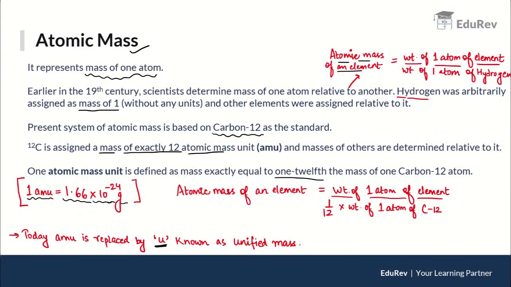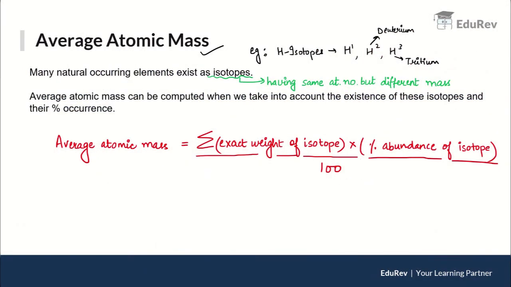When we use atomic mass of elements in calculations, we consider the average atomic mass of it. Many naturally occurring elements also exist as isotopes. Isotopes are the ones having the same atomic number but different mass. Example, hydrogen has 3 isotopes: hydrogen 1, hydrogen 2 is deuterium and hydrogen 3 is tritium, right?